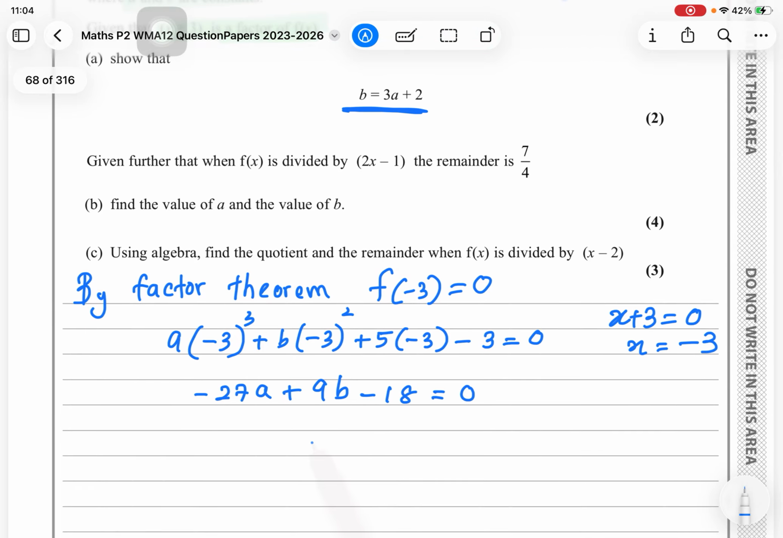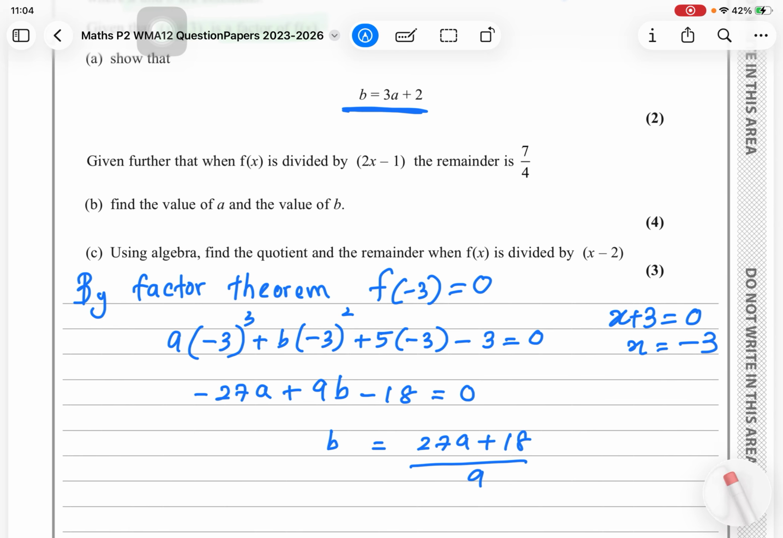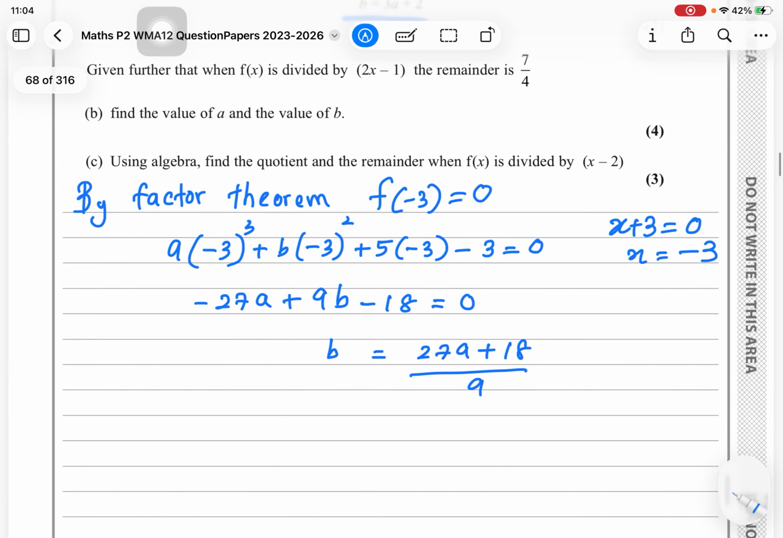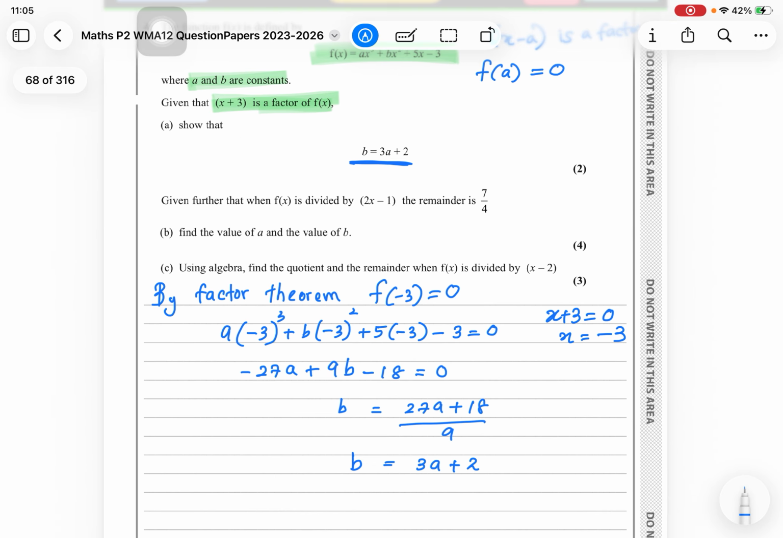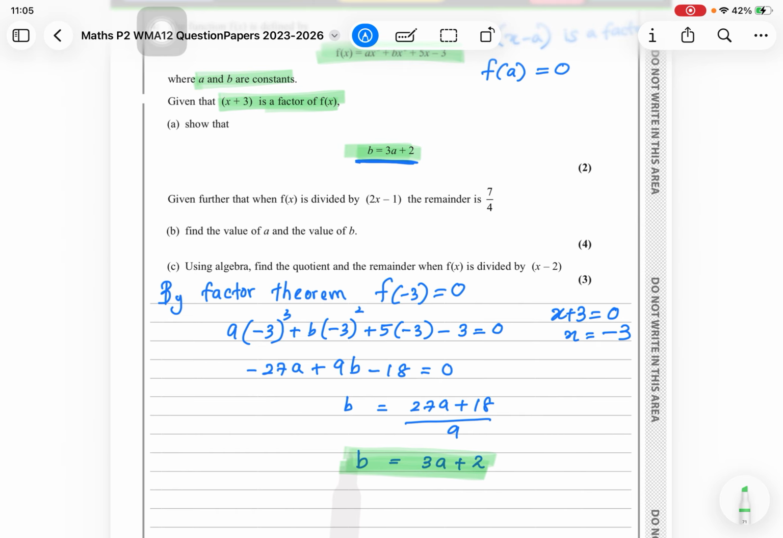So let me make b the subject. That would be 27a plus 18, and you divide it by 9, so you can get rid of this 9 as well. We can divide each side separately. This will be b equals 3a plus 2. So we got exactly what is required here. We have that answer.